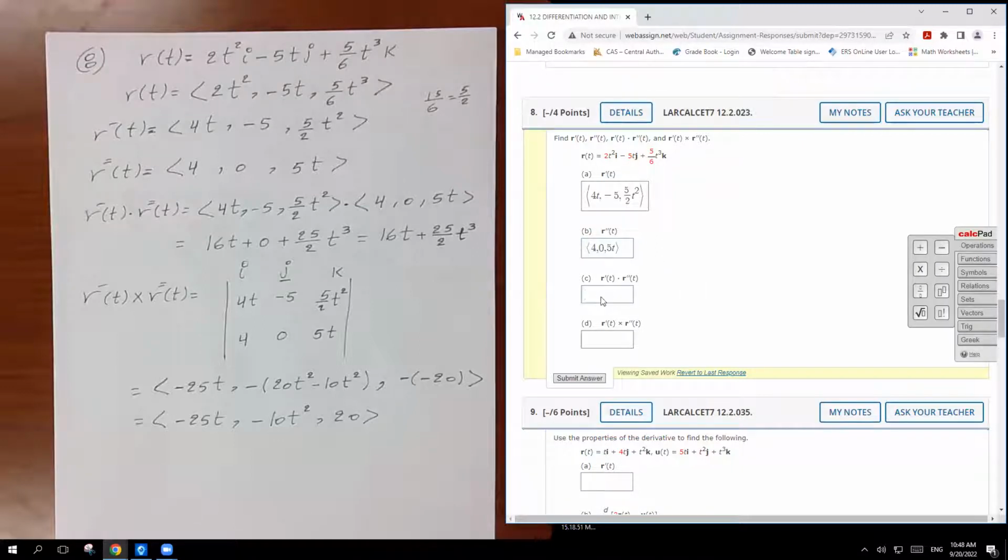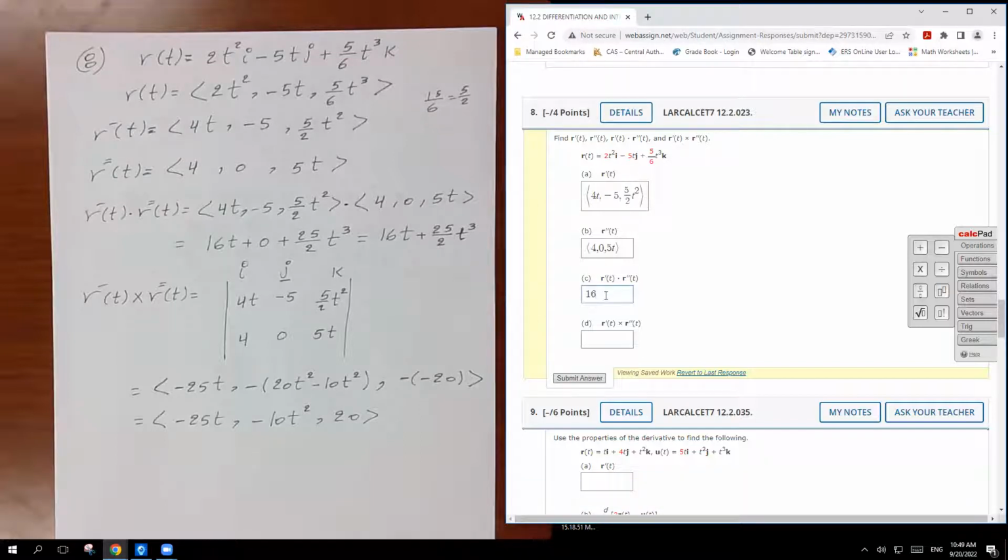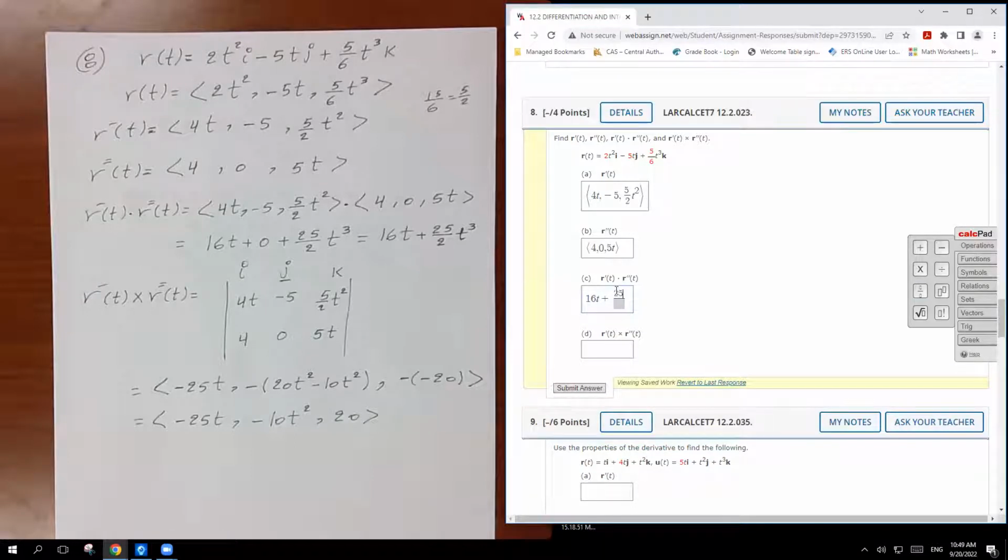The dot product is going to be 16t. You don't have to put it in brackets because it's going to be a number. Always the dot product between two vectors is going to be a scalar, so you don't have to write it as a vector. So it's going to be 16t, careful with this one, plus 25 over 2 t cubed.